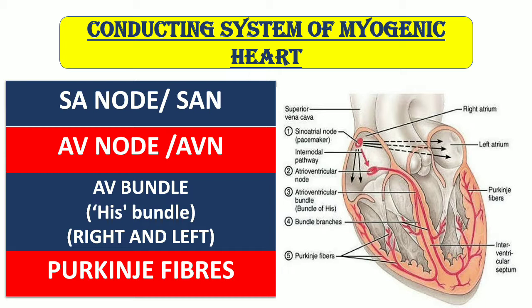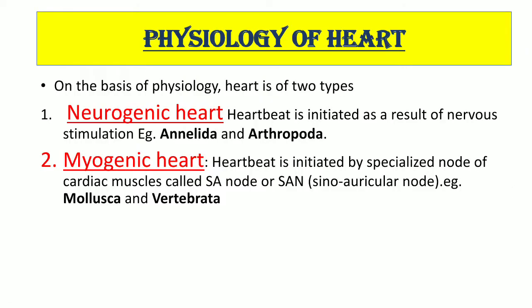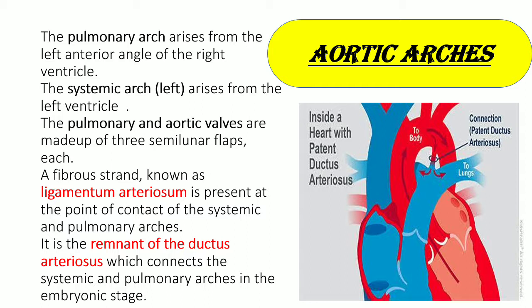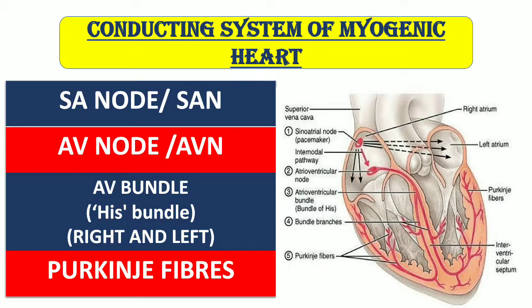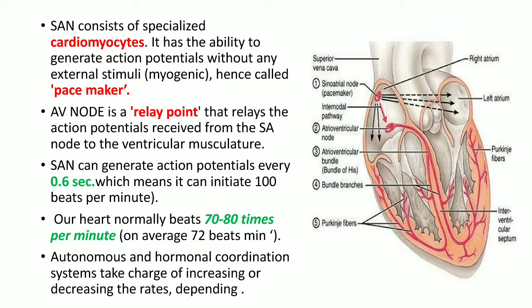So the pathway, again for revision: SA node, AV node, and the AV bundle, the His bundle, and the Purkinje fibers. Now coming to the next slide, you can see what the SA node actually is. The SA node consists of specialized cardiomyocyte cells, and it has the ability to generate action potential. Already we have discussed that the pacemaker in the heart is the SA node.